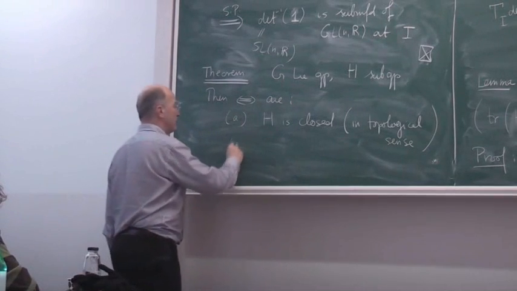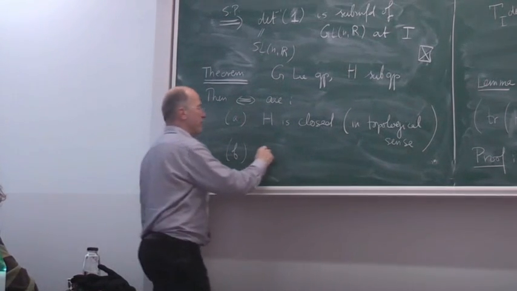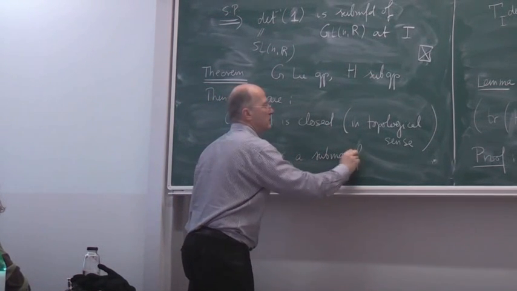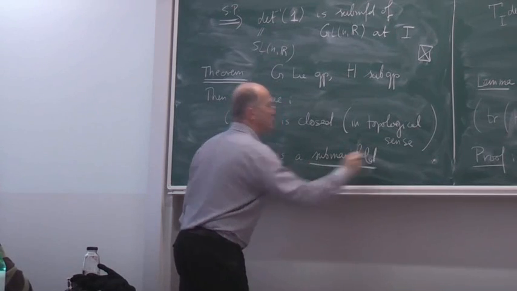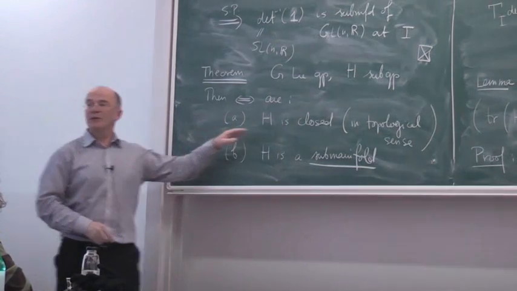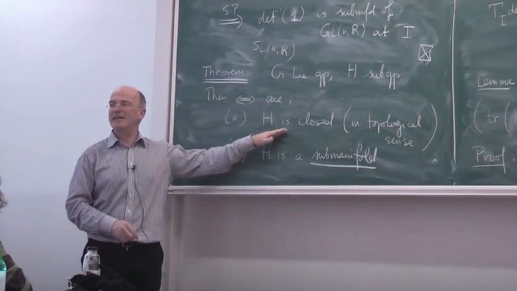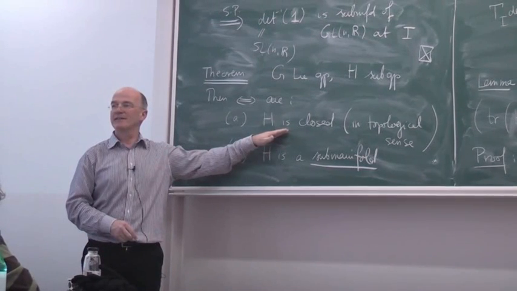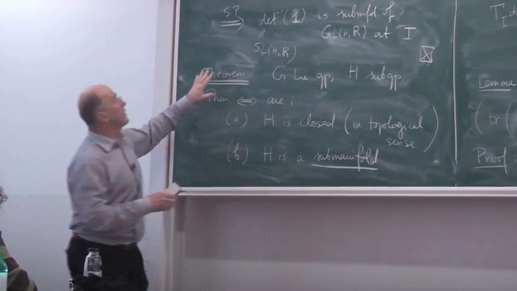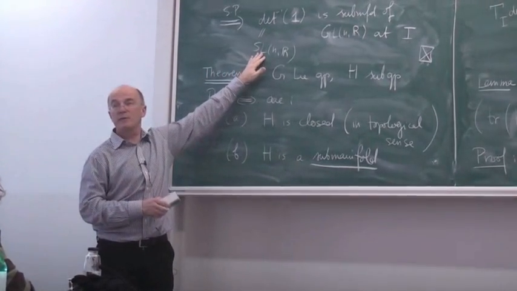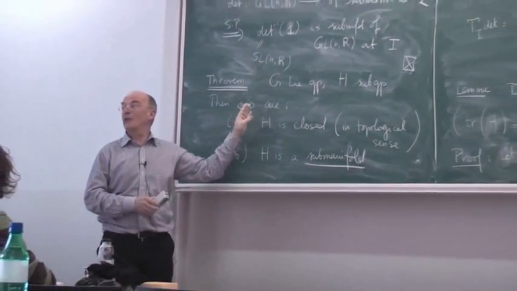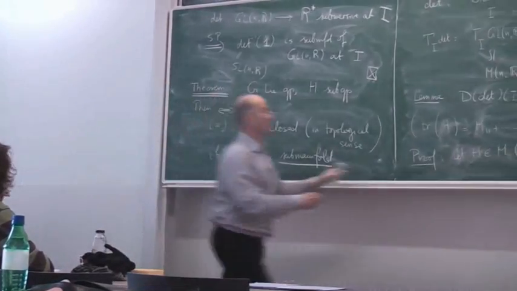And B: H is a submanifold, hence a Lie group. So this is really a very strong result, because in general it is quite easy to check whether something is a closed subset. For instance, let's apply this general result to SL(n, R), and then we will see once more that SL(n, R) is a submanifold, but in an almost trivial way. So this is really a very strong result.